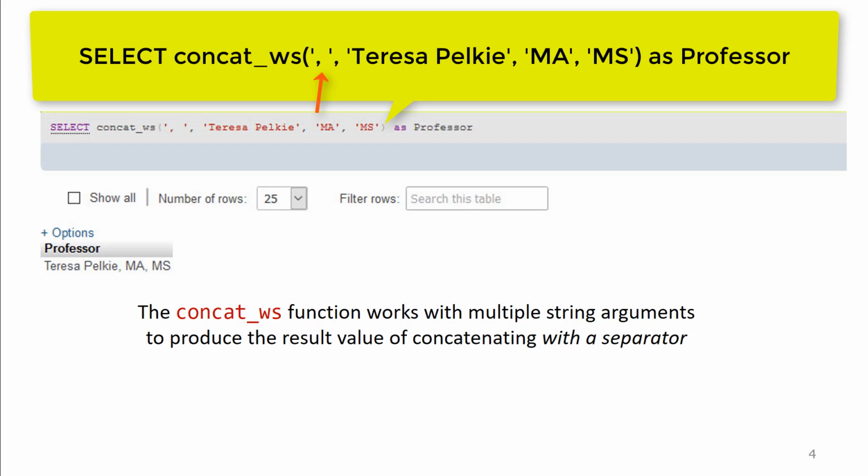Following the first argument, which is the separator, you can have as many column names or values as needed. Each of the remaining arguments is concatenated with the separator value. So you can see that I built up a string of my name followed by my degrees. The resulting column alias is named Professor, and that is what you see in the result grid. Keep in mind that CONCAT_WS is a MySQL function. If you need to work with other types of databases, for example, SQL Server or Oracle, those databases might not have a function of the same name.